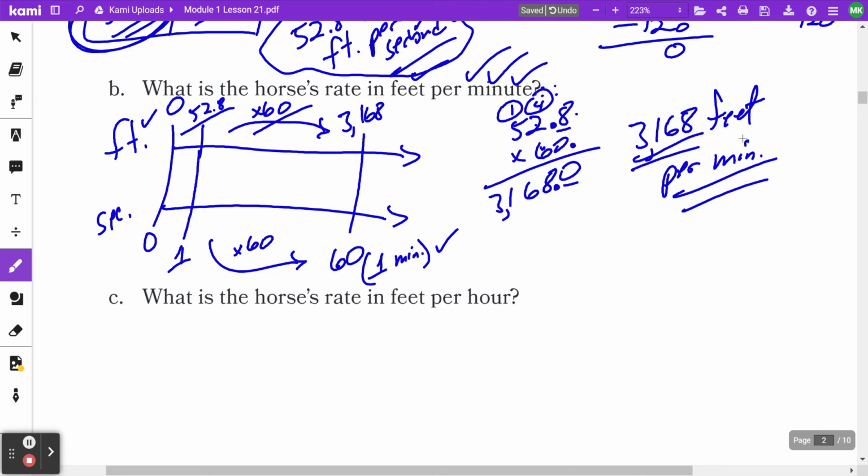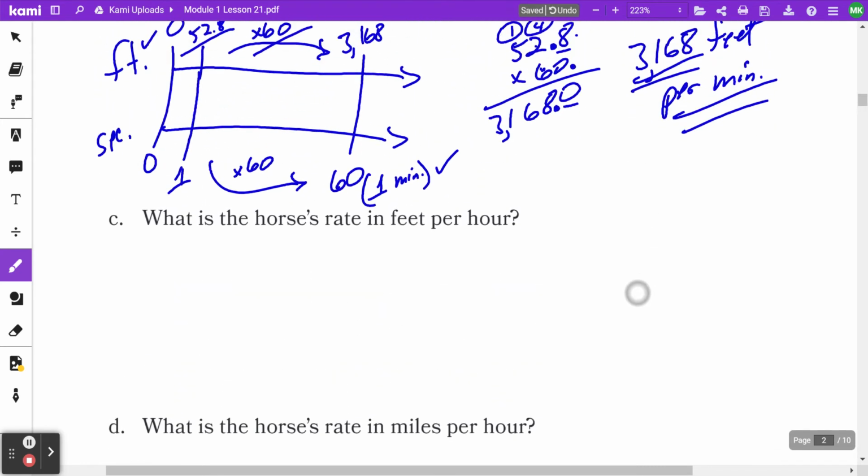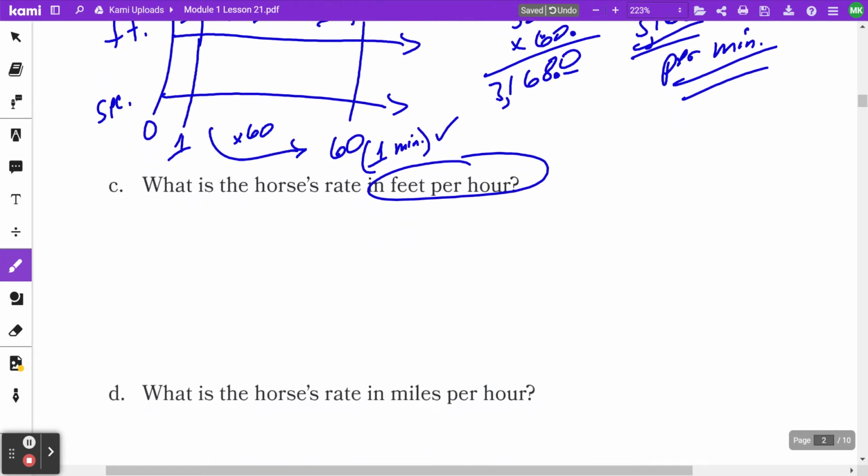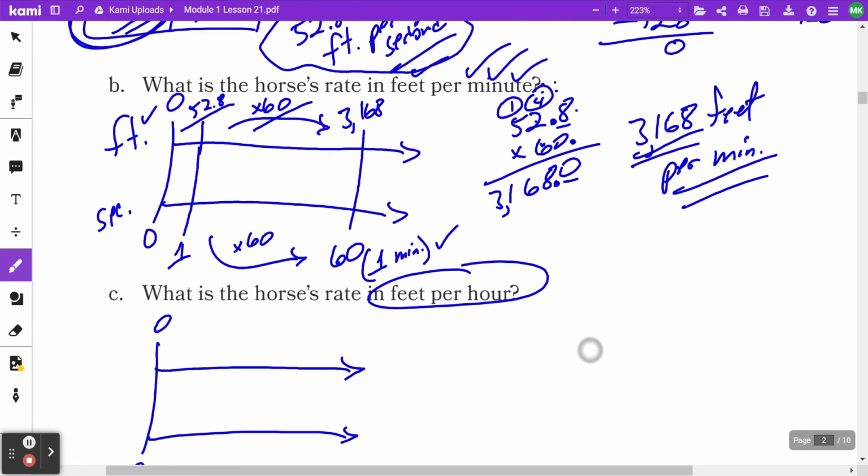There you go. All right. Now, okay, two more of these things. Oh, now they want per hour. Oh my gosh. If this guy's cruising for an hour, well, watch what happens. Same type of thing. Boom. Set this up. Get my double zeros in, right? And start with my given, right?